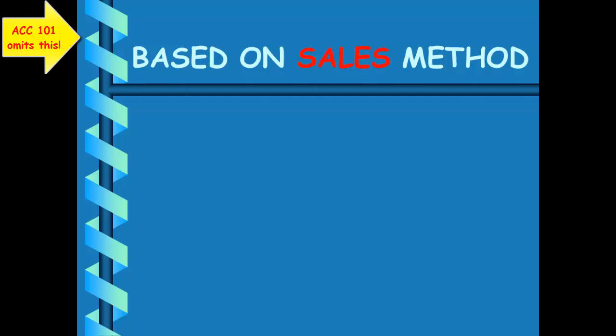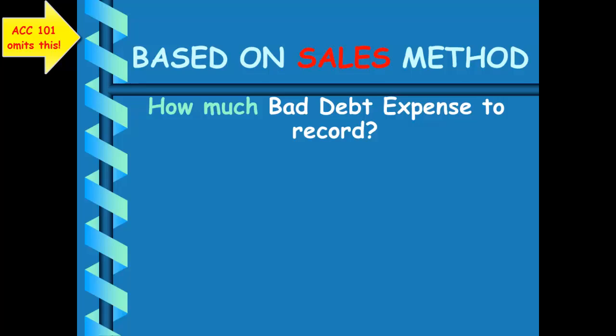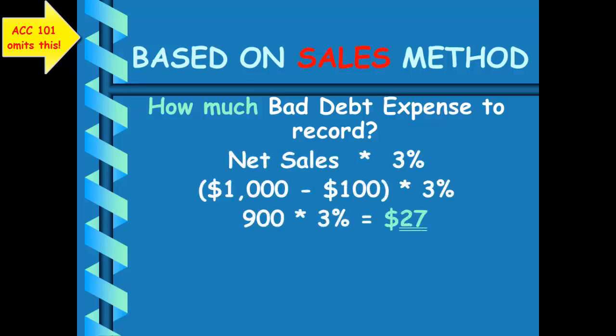First off, we want to estimate the amount that I think I'm not going to collect. 3% of net sales. Well, what is the amount of the net sales in this problem? Total sales were $1,000 minus the returns and allowances. Good. Gives me $900 net sales. Times 3% says I need to record $27 bad debt expense.